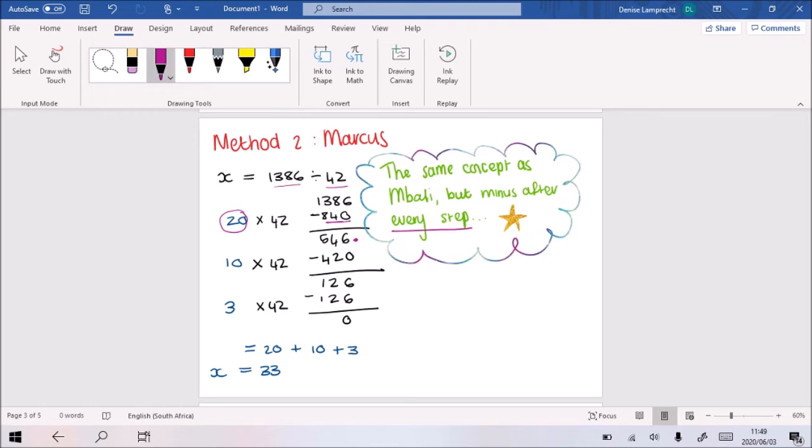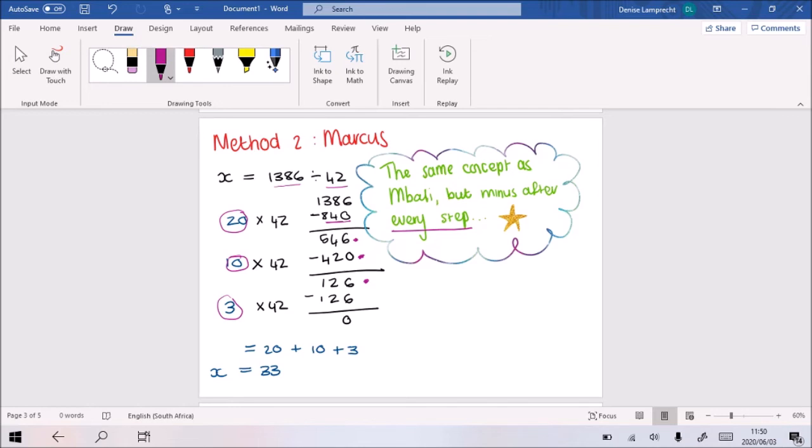Let's do 10 now because we are not far away from 1386. 10 times 42 will give me 420. After every step, I minus. 546 minus 420, and that will give me 126. Now I can't use 10 or 20 again. 3 times 42 will give me exactly 126. If I minus now, I've got a 0, so there is no remainder.